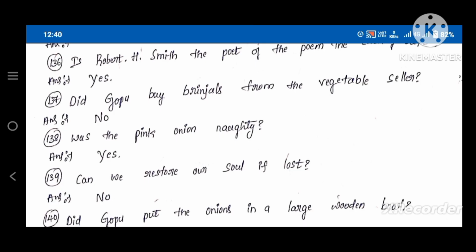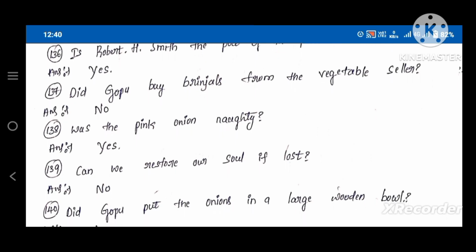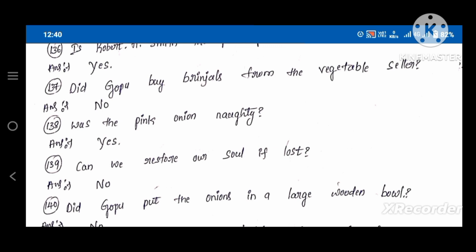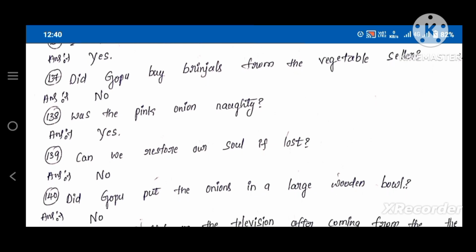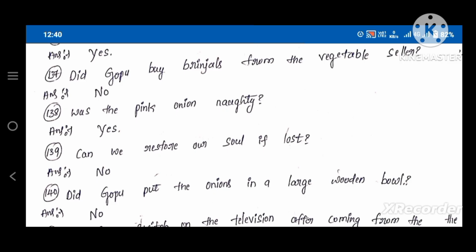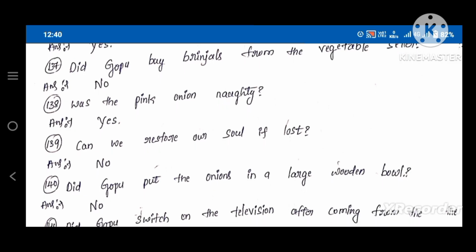Did Gopu buy brinjals from the vegetable seller? No. Was the pink onion naughty? Yes. Can we restore our soul if lost? No. Did Gopu put the onions in a large wooden bowl? No.